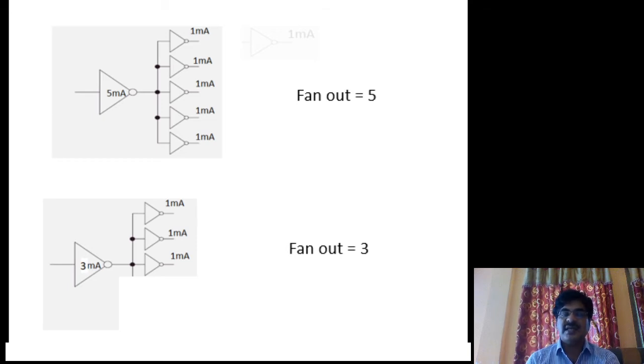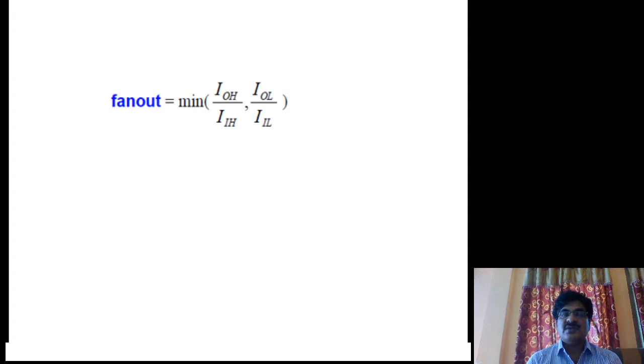Therefore the fan out you can estimate by using the sourcing current and the input current of a given gate. With reference to logic high, the fan out is estimated by the formula IOH divided by IIH. With reference to logic low, the fan out is estimated using the formula IOL divided by IIL. So this is the logic high fan out and this is the logic low fan out. Out of these two, whichever is the lesser value, that is the fan out of the given gate.